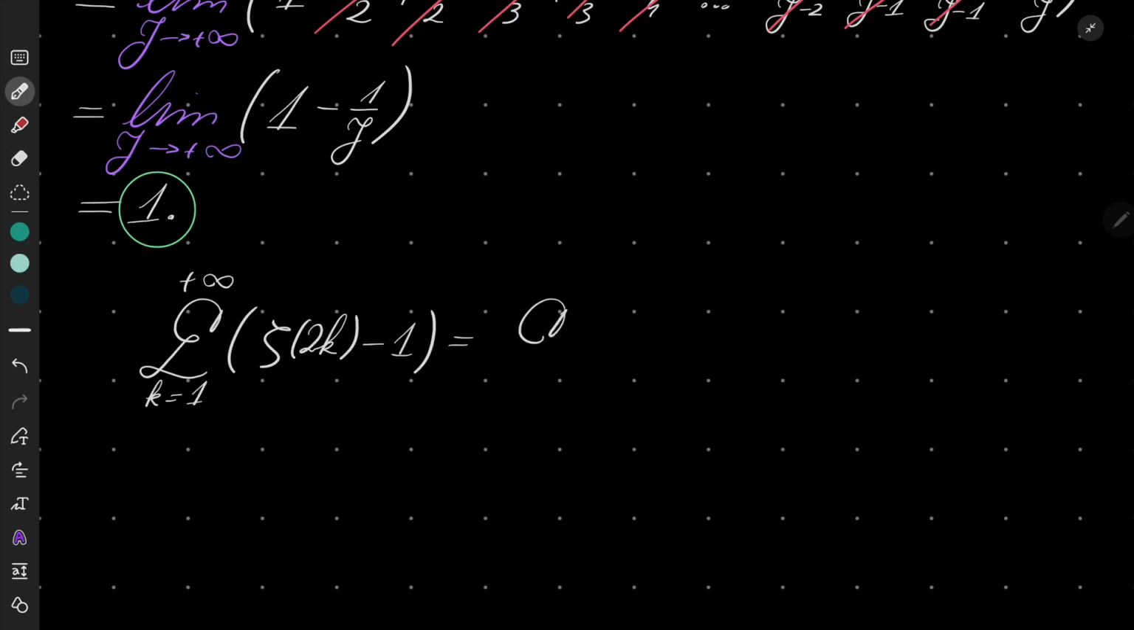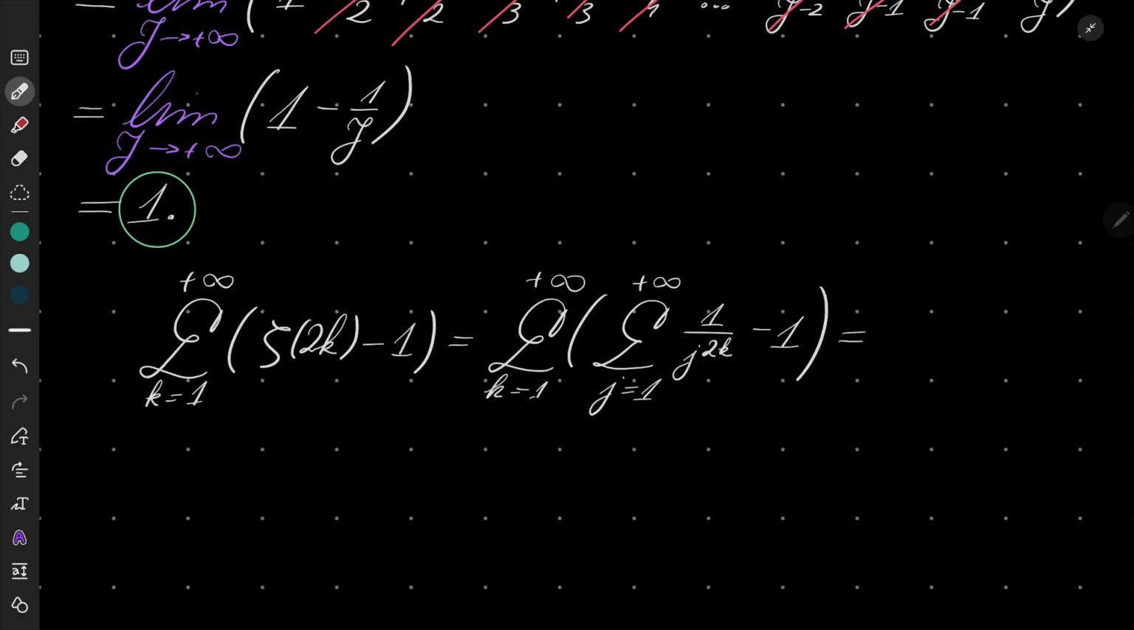Again, let's put, from the definition of Riemann's function, the sum from j equals 1 to infinity of 1 over j to the power 2k, this time, minus 1. Again, if j equals 1, the first term of our inner sum is 1, so it can be simplified. k goes from 1 to infinity, j goes from 2 to infinity, 1 over j to the power 2k.